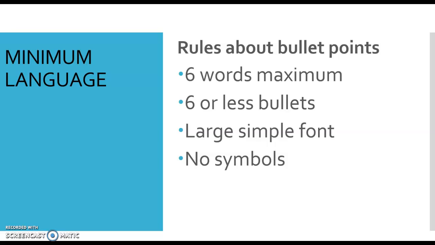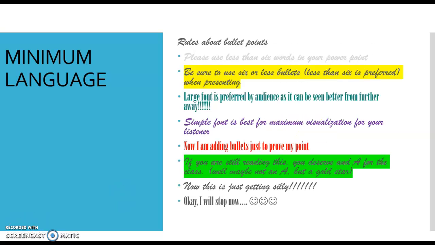Second rule about bullet points. 6 or less bullet points. Now you'll see I have 4 here. I could stretch that to 6 safely, but 6 is really maximum where you want to go. For one reason, the more content you put on a slide, the smaller the font becomes. And that makes it more difficult to see from a distance, as well as confusing where the slide becomes cluttered. Large, simple font. Our last slide, font disaster.